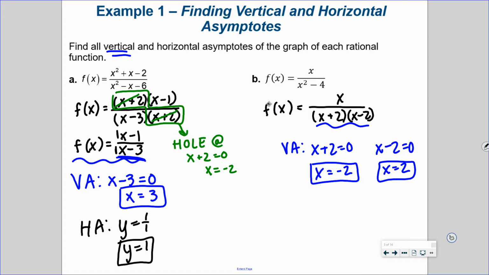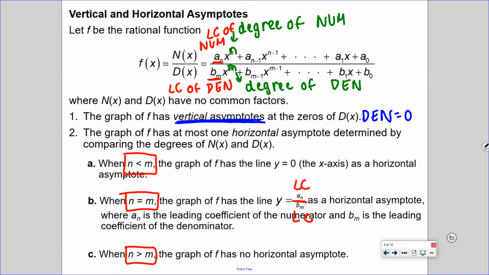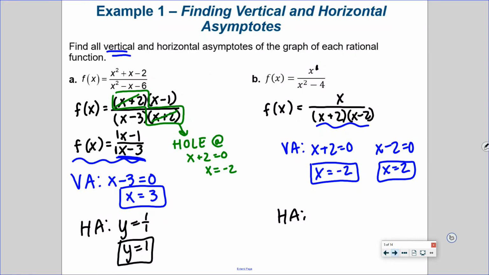Okay. Horizontal asymptote. I see my numerator is a degree 1 and my denominator is a degree 2. So when the degree of my numerator is less than the degree of my denominator, y equals 0 is going to be a horizontal asymptote.